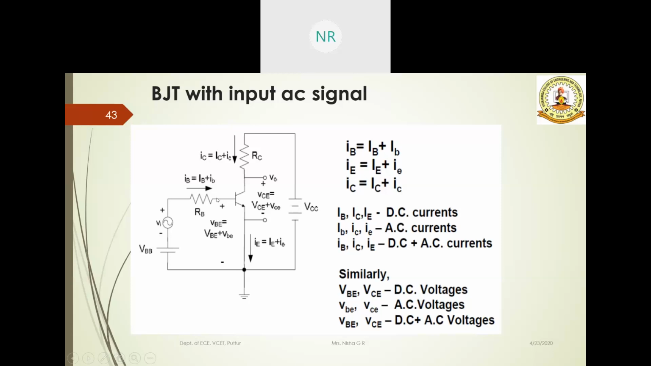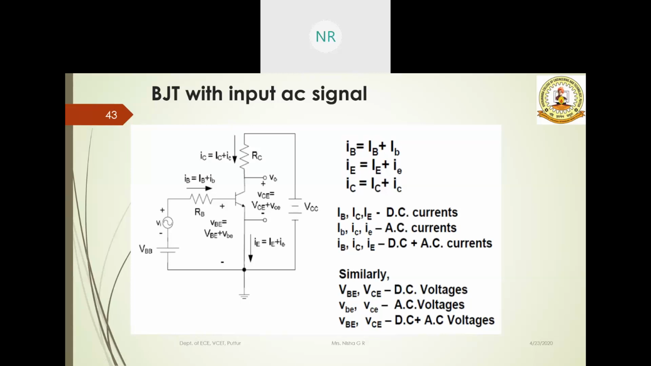Input is provided to the base emitter and output we are taking from collector emitter. So we should know VCE and VBE. Similar to the currents, there are three different things we need to know here: DC voltages, AC voltages, and DC plus AC voltages. Capital letter VBE, VCE are DC voltages. Small letter vbe, vce are AC voltages. And small letter v with capital letter subscript BE, CE represents the DC plus AC voltages.